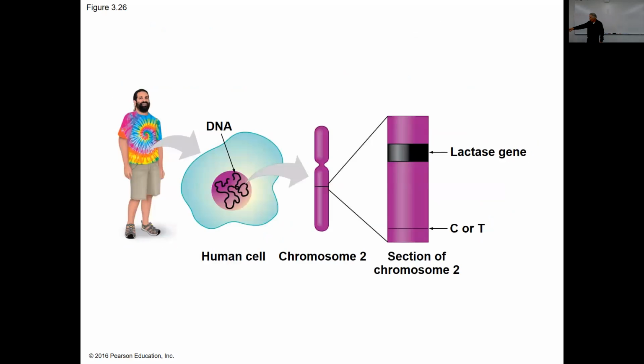So there it is, human cell, chromosome 2, there's the lactase gene. And there's this section of chromosome 2, 14,000 nucleotides away, C or T. And I guess if it was C, I'm not sure what that means, but I assume it means that the lactase gene would be turned off as normally it would be. But instead T is there, which means that there's going to be an error in the message, and somehow now it doesn't turn it off.